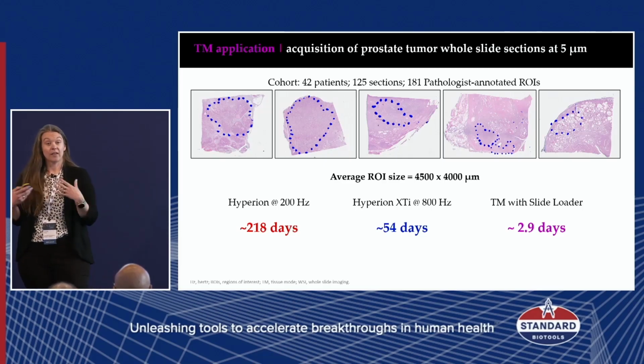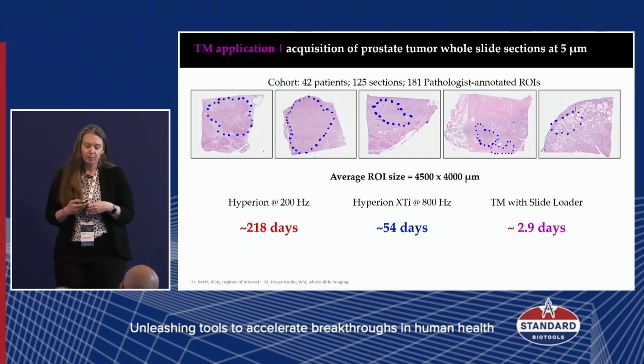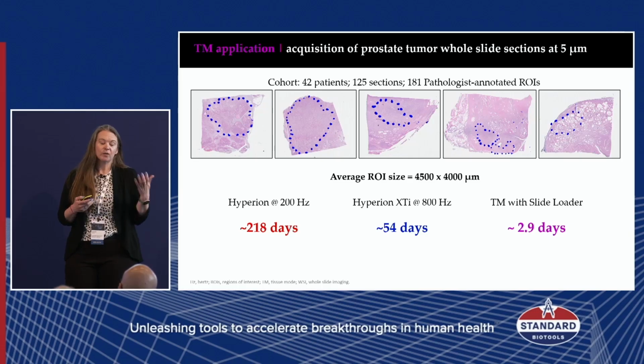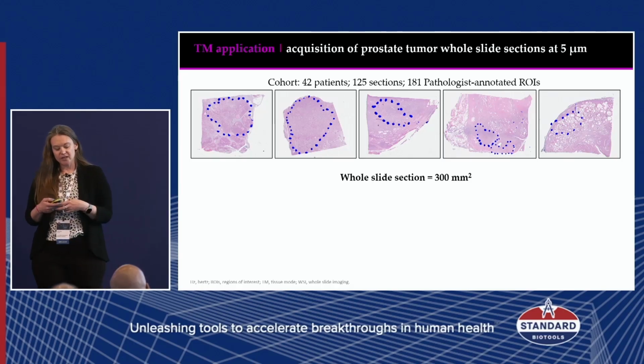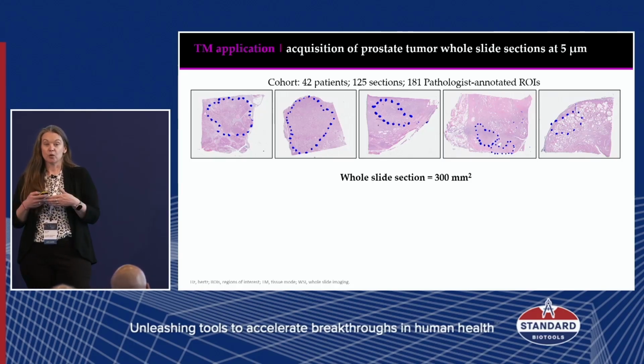So I obviously thought that this looked way better. But at the same time, it's like, we could do 4,500 by 4,000 microns, or we could do everything. And so the decision was made that we would actually do this on the entire tissue section at 5 micron.